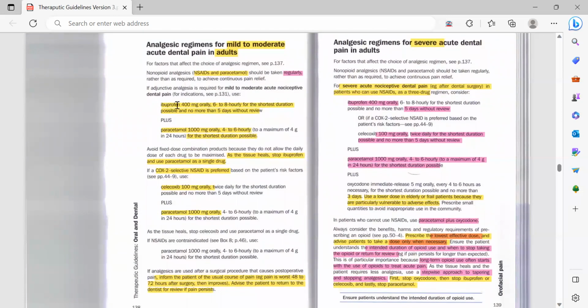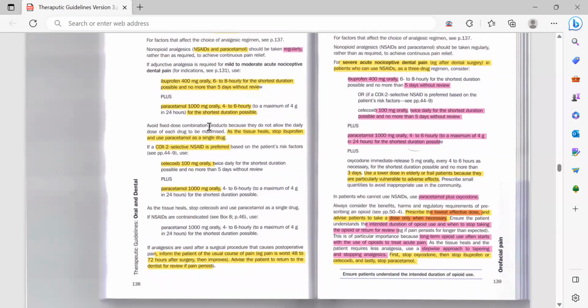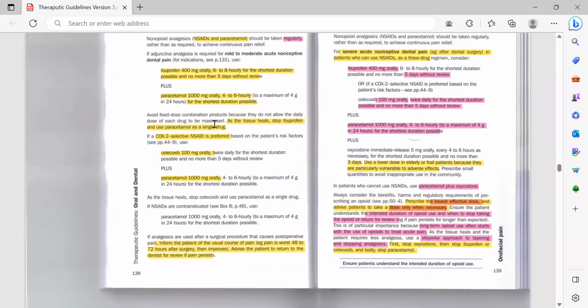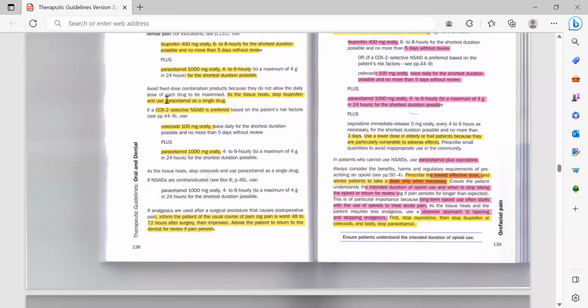Okay, so the dose you need to remember this, just write it on a piece of paper and review it again and again, or just try to remember it, whatever way is good for you. Then avoid fixed dose combinations, because as soon as the patient's pain is getting better, we can stop the ibuprofen and the patient can only take the paracetamol, because you know that paracetamol has a better, safer profile as compared to NSAIDs. So as the tissue heals, you can ask your patient to stop ibuprofen.